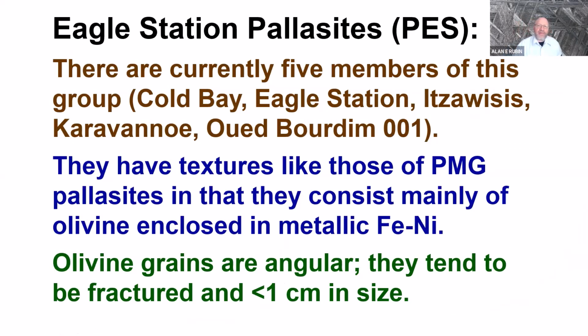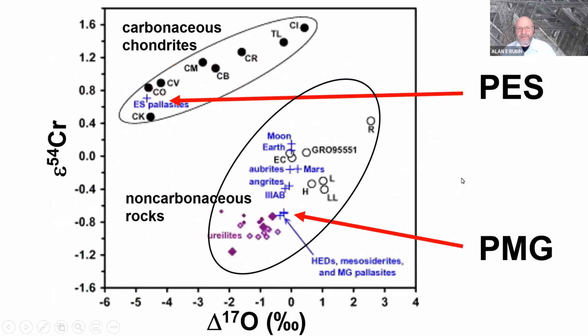The Eagle Station pallasites, abbreviated PES, currently have 5 members in the group. The traditional ones are Cold Bay, Eagle Station, and Itzawissis. 2 more have come in since then, whose names I will mangle if I pronounce, so I will just leave them here on the screen. These Eagle Station pallasites have textures like those of the main group pallasites in that they consist mainly of olivine enclosed in metallic iron-nickel. Olivine grains in these are angular, they tend to be fractured, and are less than 1 centimeter in size.